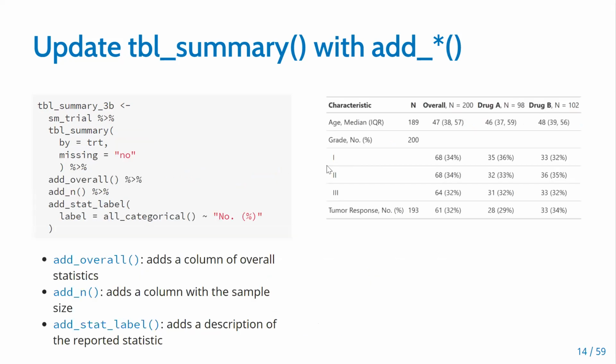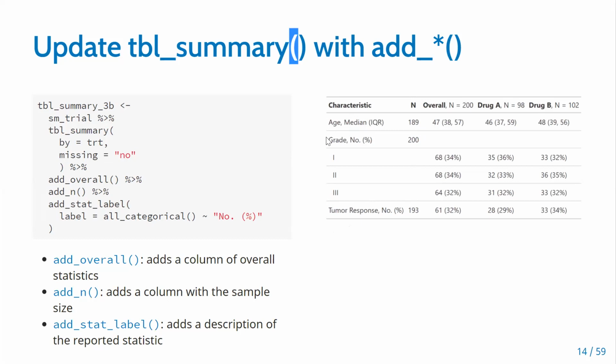And one more table with add examples. Here we have again our base summary table from tbl_summary. That's split by treatment. We're adding a column overall for all patients using the add overall function. We're adding in a column with the n, with add n. And then we are also adding this stat label. So this isn't adding another column per se, but what it's doing is it's removing the footnote that told you what the statistics being presented were and added that statistic label to the label row.